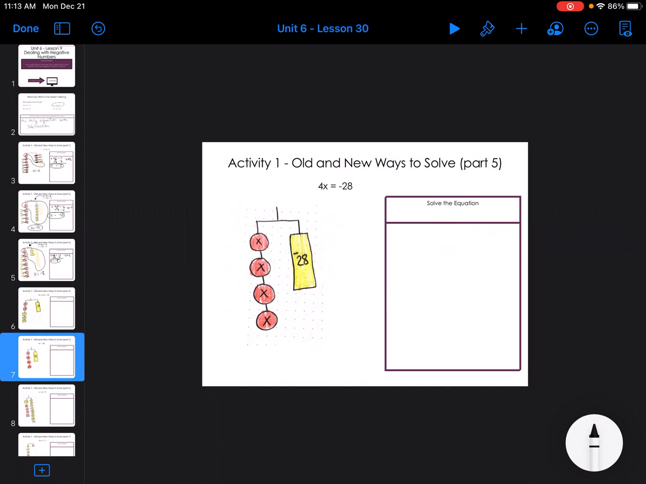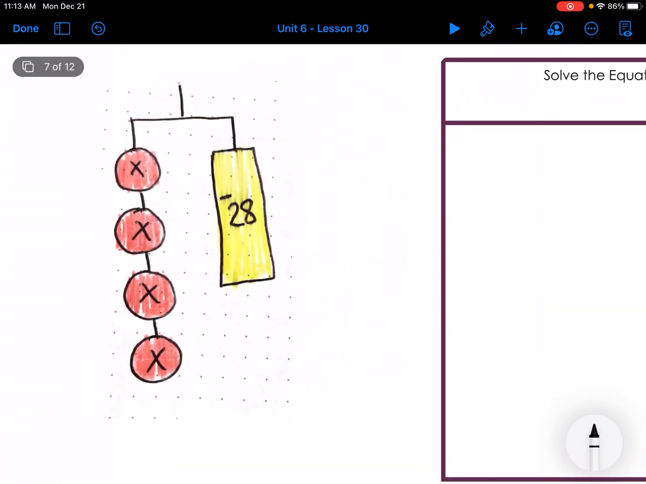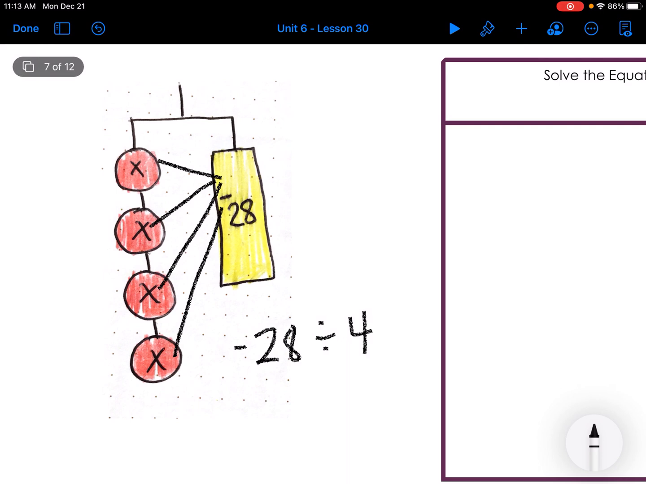All right, so now I don't have any blocks. All I have are chips. So I'm splitting this up into 4 equal groups. 1, 2, 3, 4. So I have 28, and it's negative, and I'm dividing by a positive 4. Well, that's pretty straightforward. Signs are different. My sign's going to be negative. 28 divided by 4 is 7. So each one of these is negative 7.